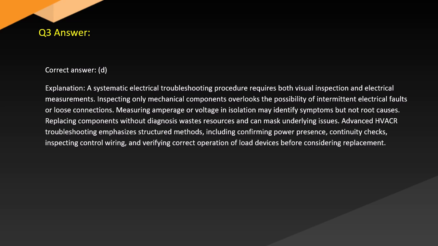HVACR troubleshooting emphasizes structured methods, including confirming power presence, continuity checks, inspecting control wiring, and verifying correct operation of load devices before considering replacement.